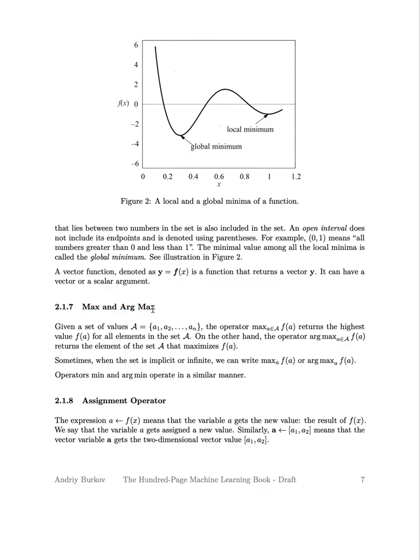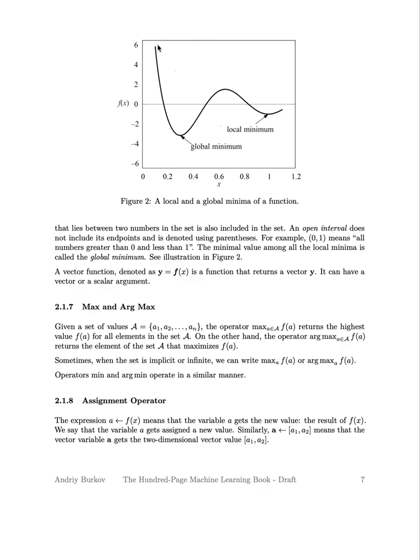Next we have max and argmax. For a set of values where we have, for example, our a, which has values a1, a2, a3 to an, the operator max will return the highest value of our function for all elements in set a. So it won't return the highest value of a, it will return the highest value for our function. So in this case, in this chart over here, the highest value is 6 because we are talking about f of x. On the other hand, the operator argmax will return the element of the set A which has the maximum value of the function.